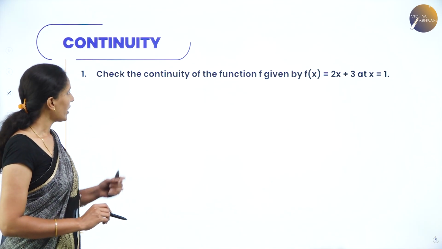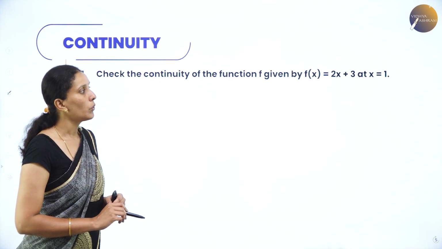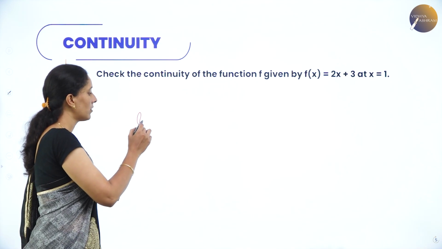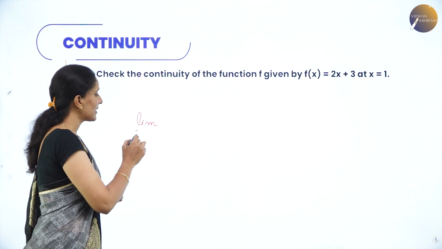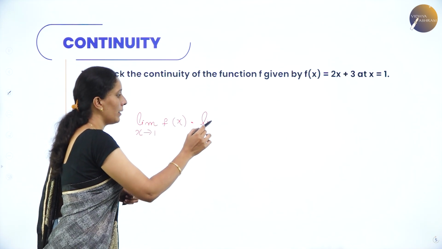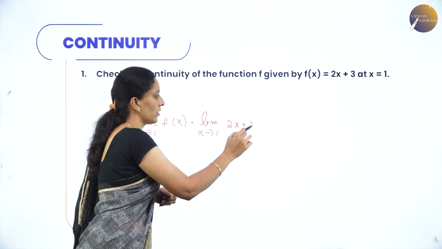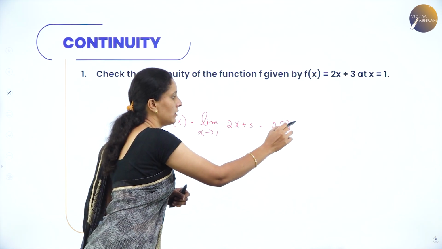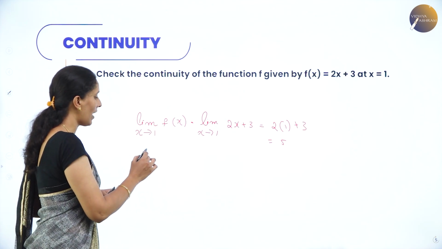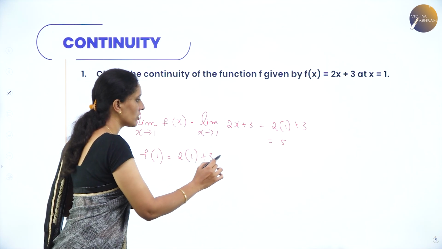Look here, check the continuity of the function f given by f of x is equal to 2x plus 3 at x is equal to 1. So here the limit of the function as x tends to 1, f of x is equal to the limit as x tends to 1 of 2x plus 3, which is 2 into 1 plus 3, which is equal to 5. This is the limit of the function. What is the functional value? What is the value of f of 1? f of 1 is 2 into 1 plus 3, which is again 5.